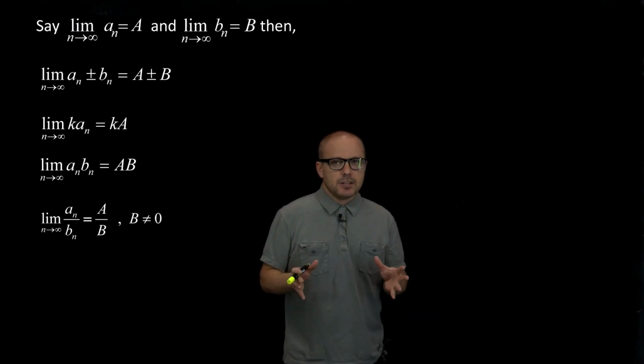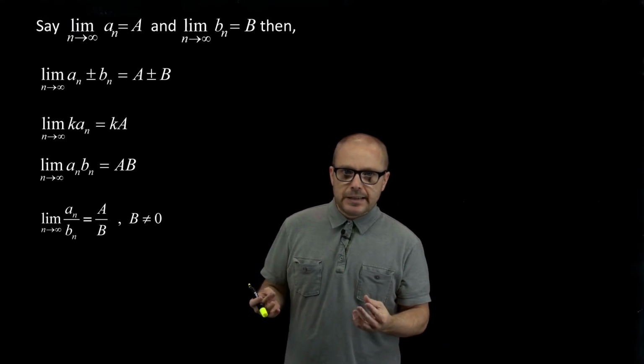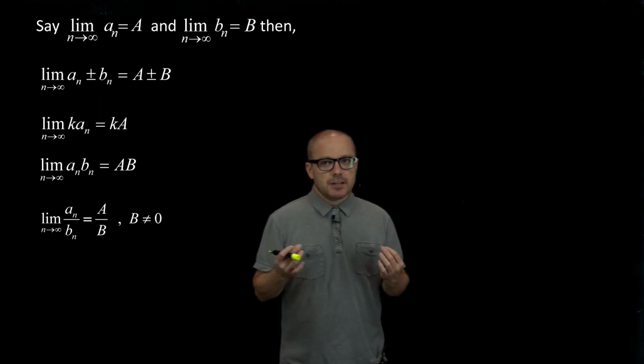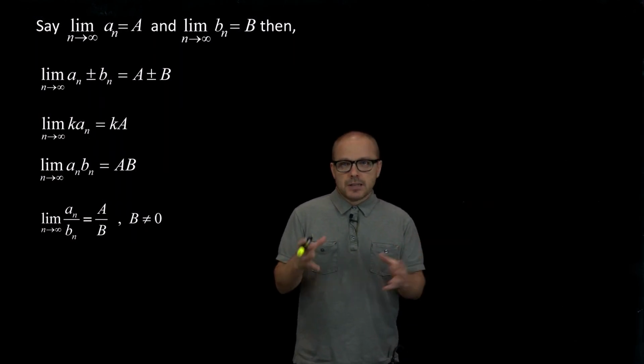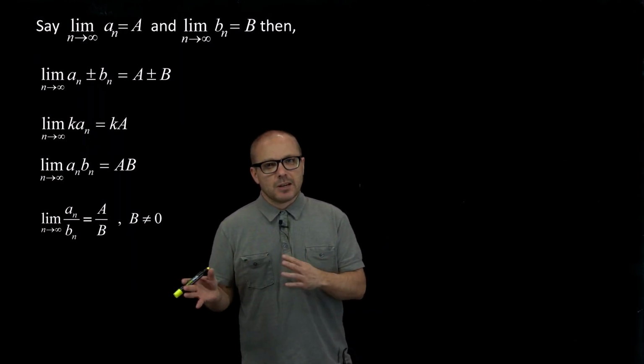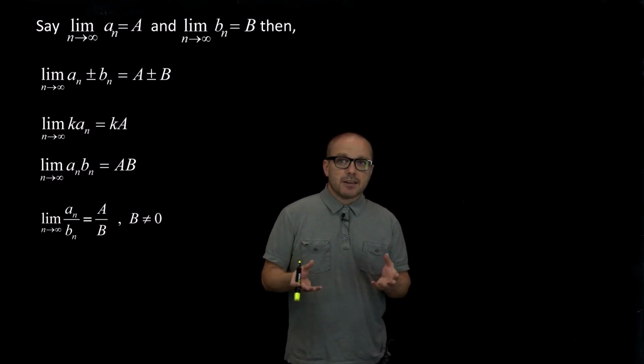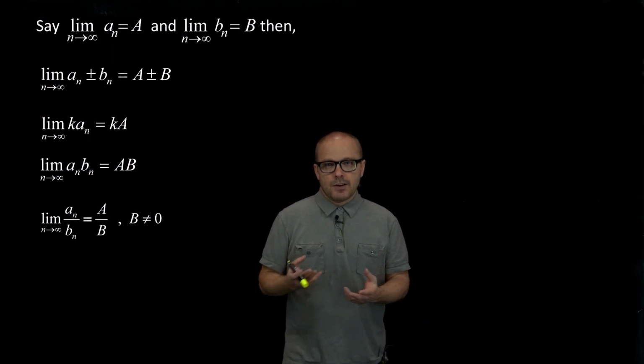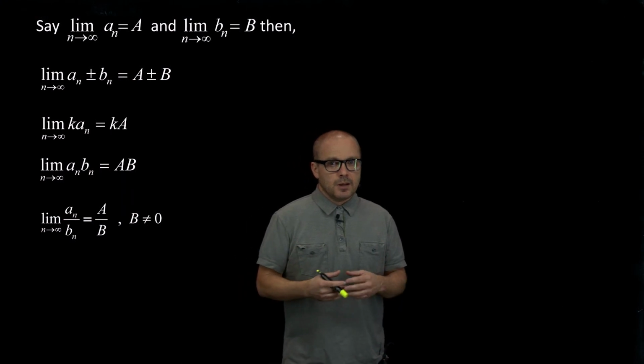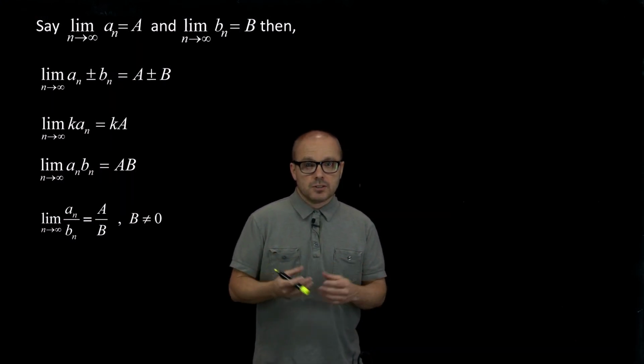So we saw the definition of convergence of a sequence using the epsilon definition. And as you know, that can be kind of unwieldy. So just like we did for functions, we'd like to have some basic properties that will allow us to evaluate limits without going through proof by definition.